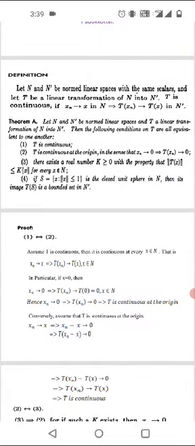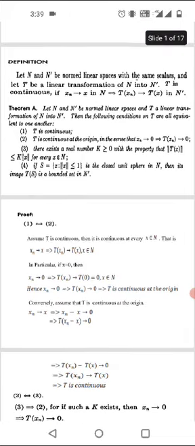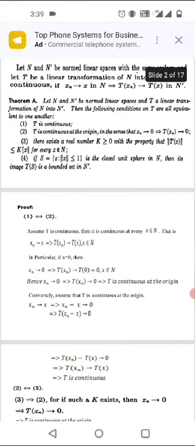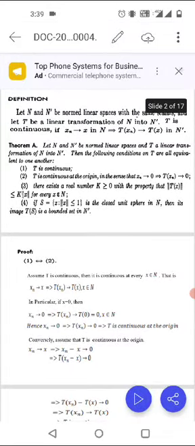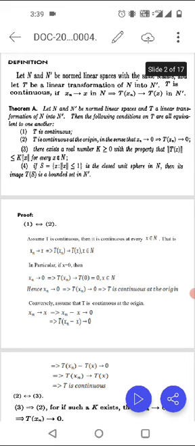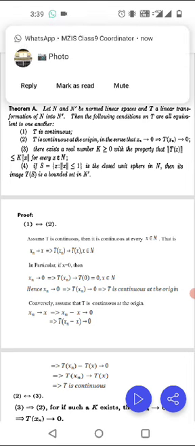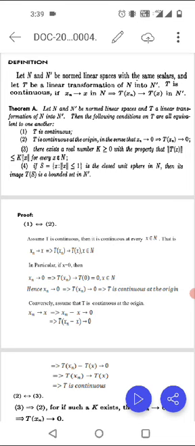Hi students, today we have discussed functional analysis in the section on continuous linear transformation. Already we know the definition of continuous in real analysis. In the same way, we have discussed continuous linear transformation in normed linear space. So let us consider N and N dash to be normed linear spaces with the same scalars, and let T be a linear transformation from N to N dash.